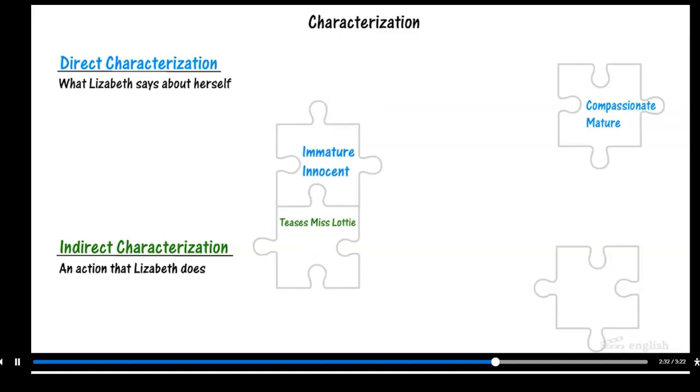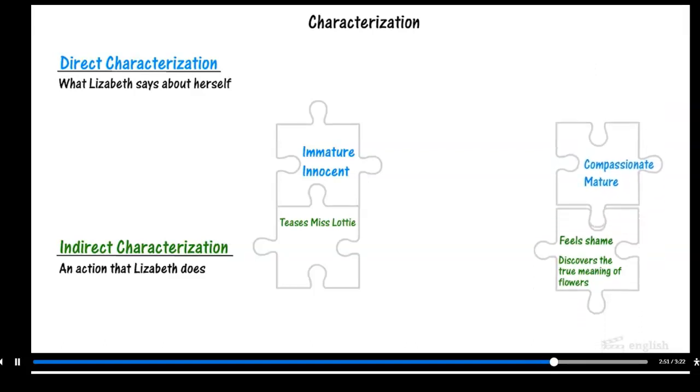At the end of the story, in a fit of rage, Elizabeth destroys Lottie's marigold garden, but quickly regrets her actions. Elizabeth is filled with shame and pleads with Miss Lottie to replant the garden. Elizabeth discovers the marigolds were more than flowers for the old woman. They were the only sources of joy and beauty in her life. That lines up with compassionate and mature.